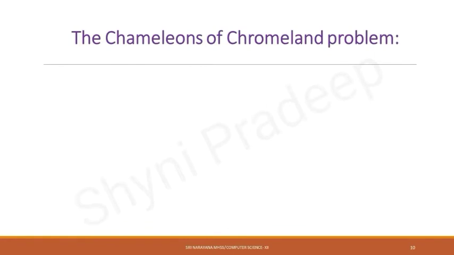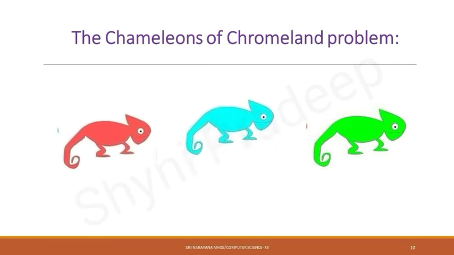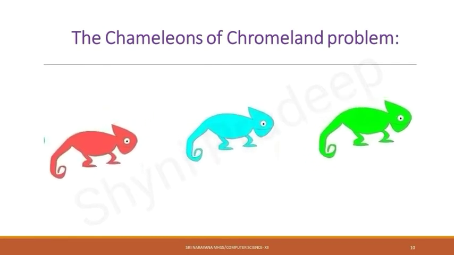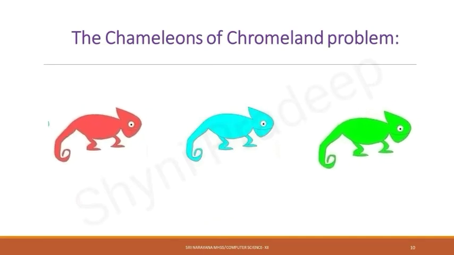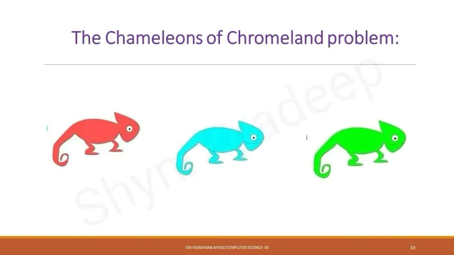In a Chameleon Island, there are 3 types of chameleons: red, green, blue. Whenever 2 chameleons of different colors meet, they both change their color to the third color. If they are the same color, nothing happens. For example, if red and blue meet, they both change to green. If red and green meet, they both change to blue. If green and blue meet, they both change to red.